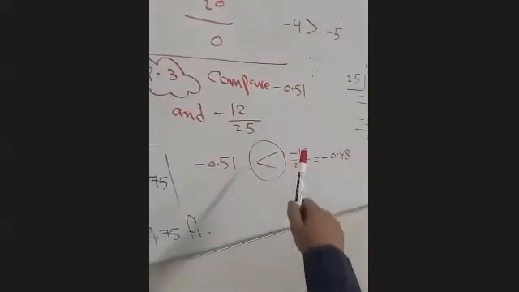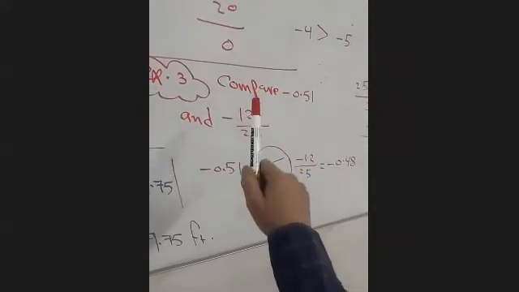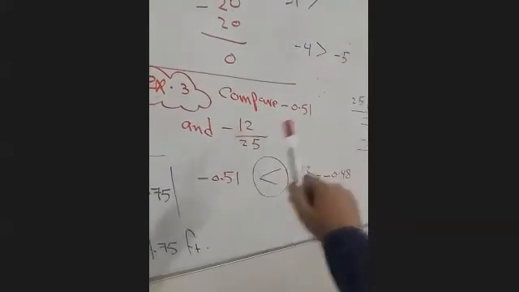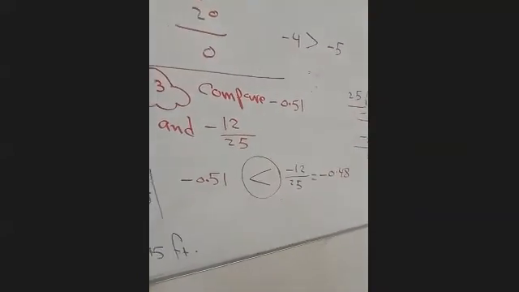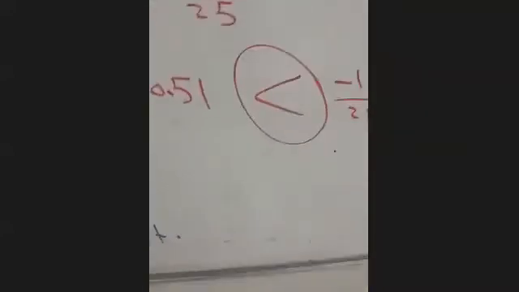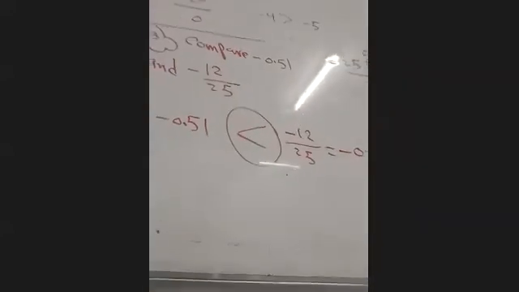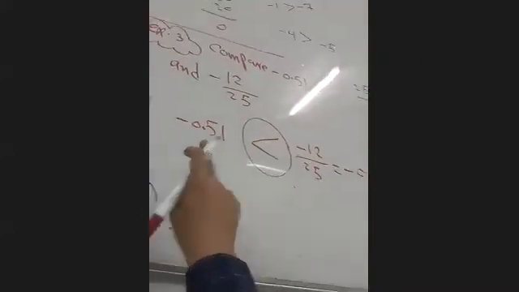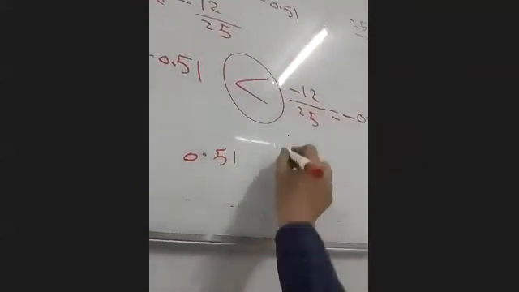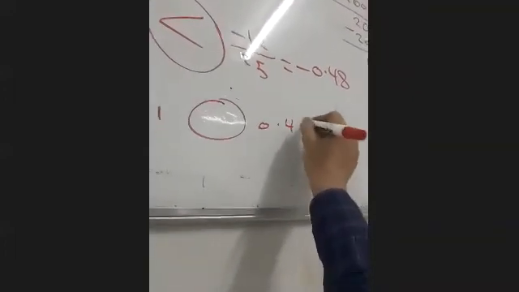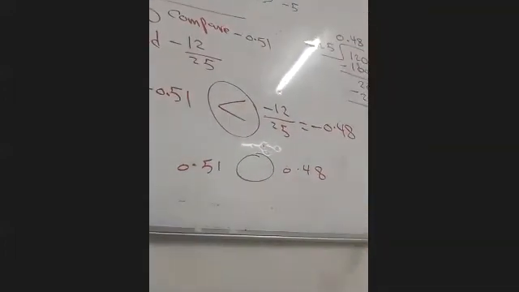So negative 12 over 25, guys. The question wants us to compare between these two numbers. So negative 12 over 25 is bigger than negative 0.51. Najam, to understand it, stay with me. If I remove the negatives, if we have 0.51 compared with 0.48, now which one is bigger?